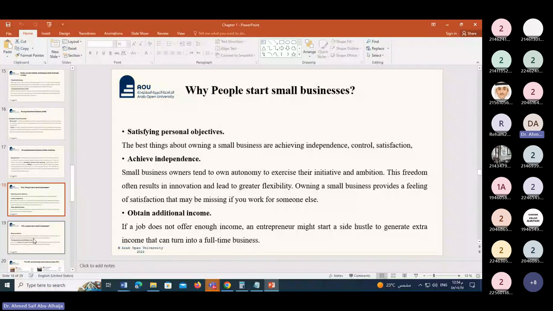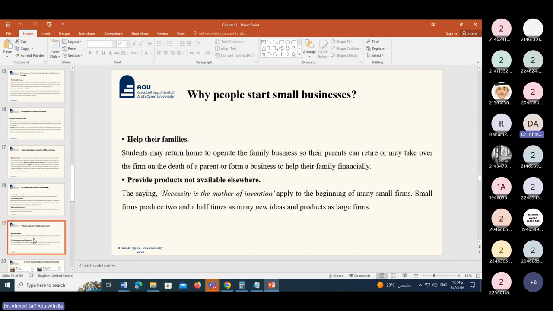Because you want to make something, you want to offer something to the market. You need to be an innovative person. You bring the innovation of new things, of new products, or a new store. Number three, obtain additional income, money. You want money, you want profit, simply. More money. Number four, help their families. Some people do the small business to help their families.